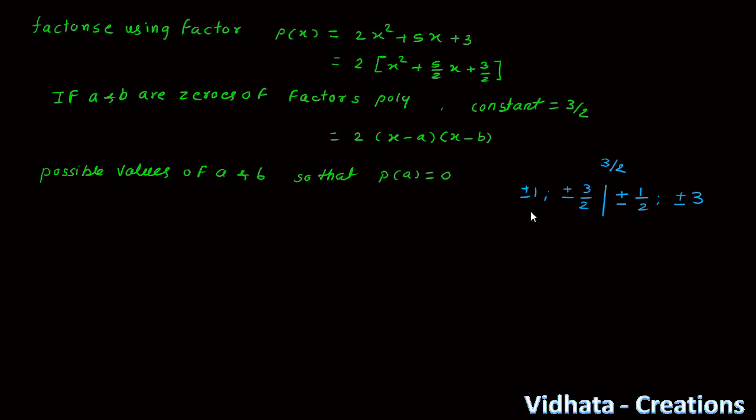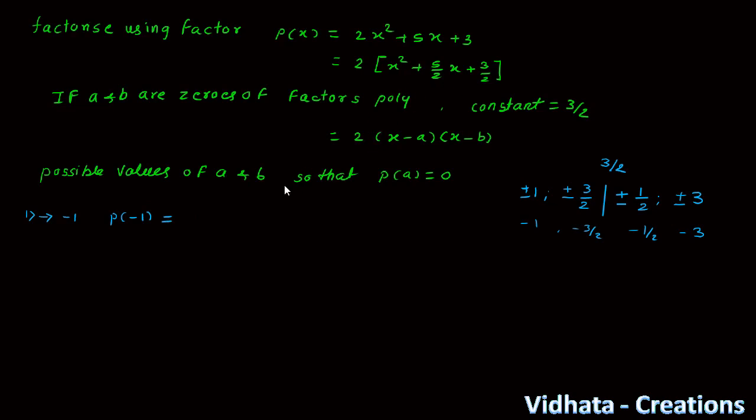That's why, what is left? Only negative values are left. So here we will try -1, -3 by 2, -1 by 2, and -3. For these 4 values, let's check whether each can be a factor or not. First we will use the value -1 and check the value of the polynomial. Which polynomial will we take?